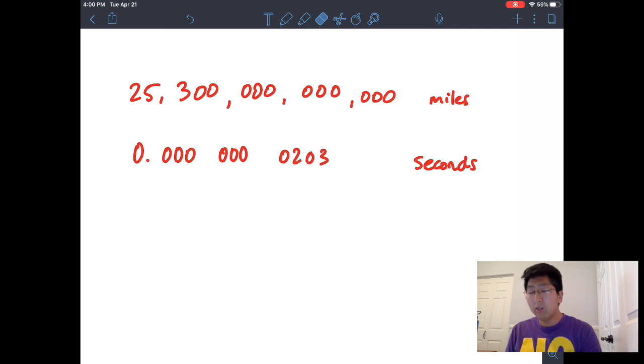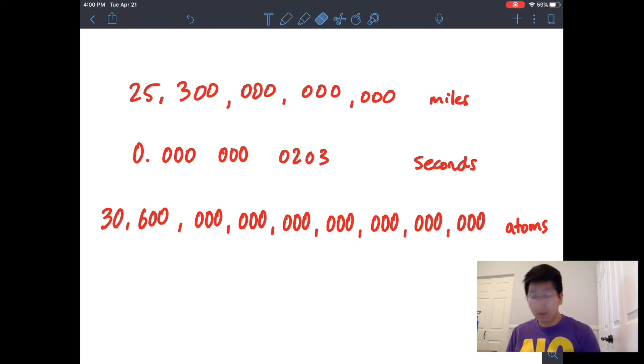Or here's another example: 0.000000203. This is a very small number. It's the number of seconds it takes for light to go from one side of the room to the other, about 30 feet. Light travels pretty fast.